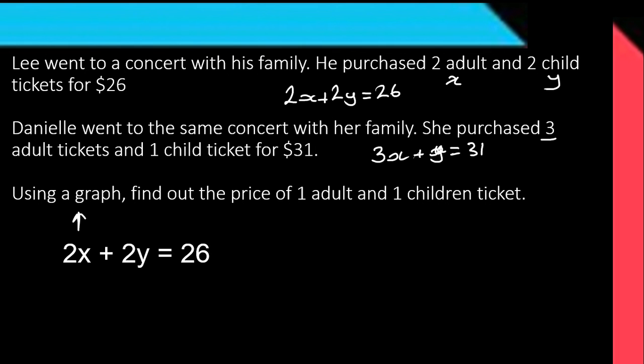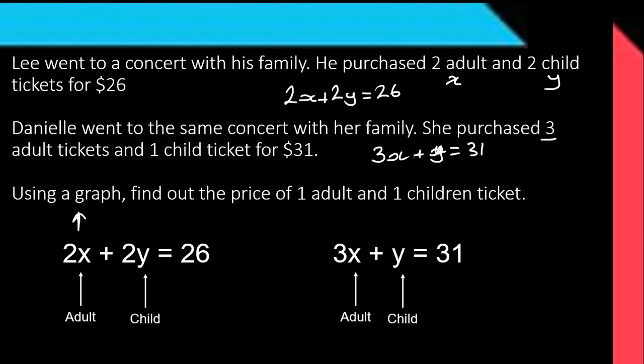So first, we need to start off with our equations. So we have 2x plus 2y is 26. x stands for the adults. And then we have 3x plus y is 31. y stands for the child. So now if we use what we've been doing in the graphs, if I graph both of these on the same axis, wherever they intersect is going to be my answer for this. So wherever my x value is will be the adult price. Whatever my y value is will be the child's price.